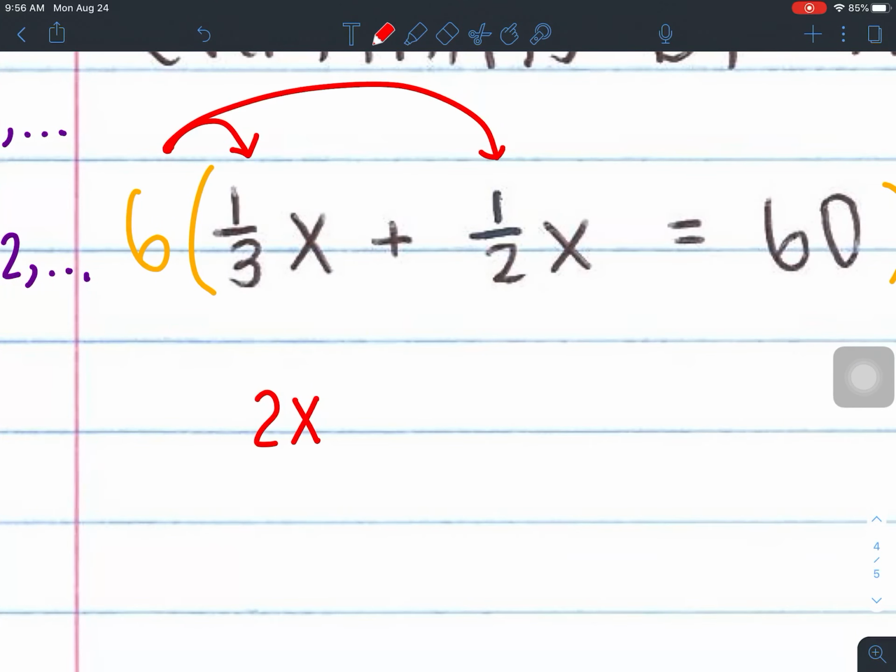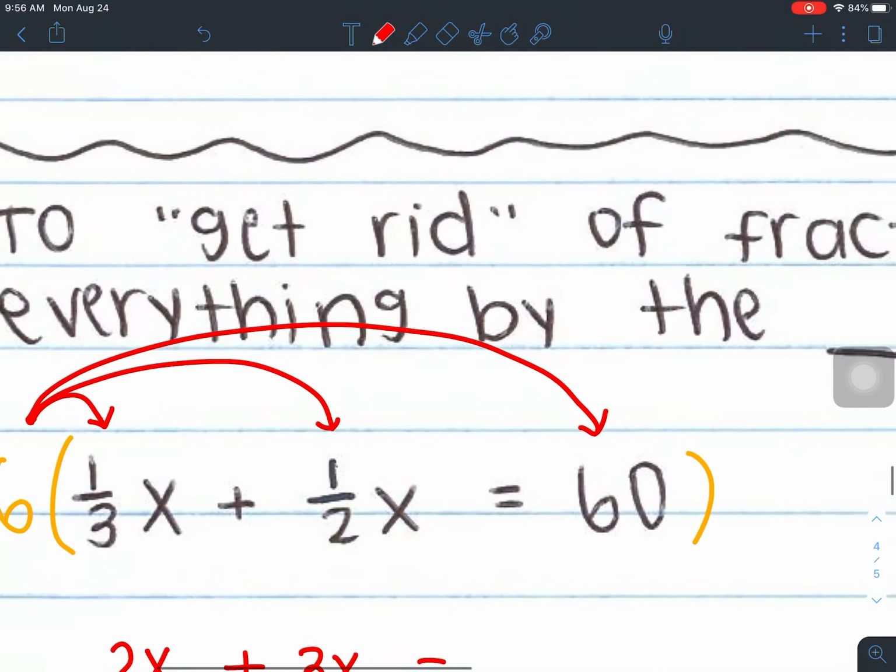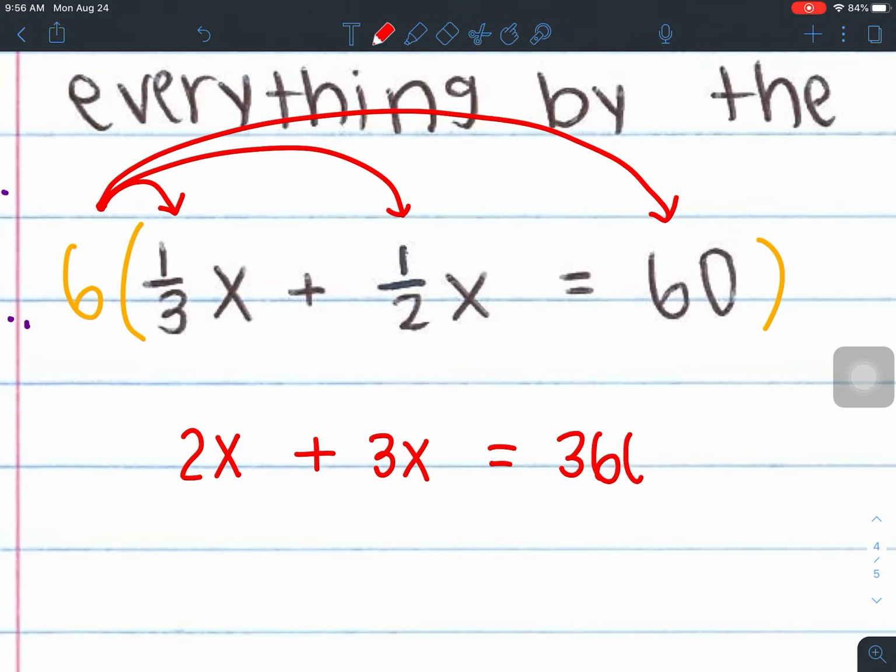Then I do 6 times a half. That would give me 3, so that's going to be 3x. These x's stay here. They don't go away just because you want them to. Am I done? No, because typically people will say equals 60. And why is this wrong? Because they forgot to multiply it to everything. Anything you do to one thing, you have to do to everything. So 6 times 60 is going to be 360.